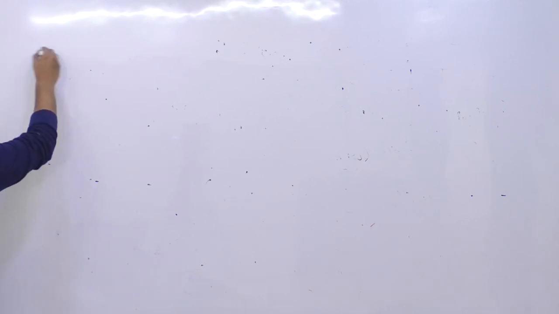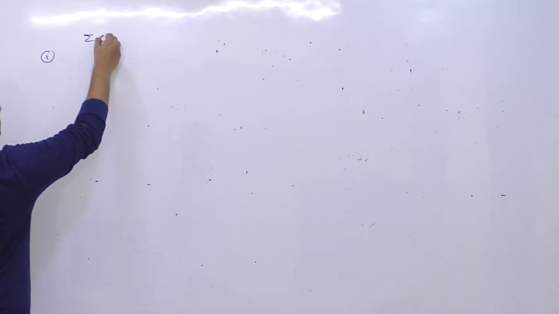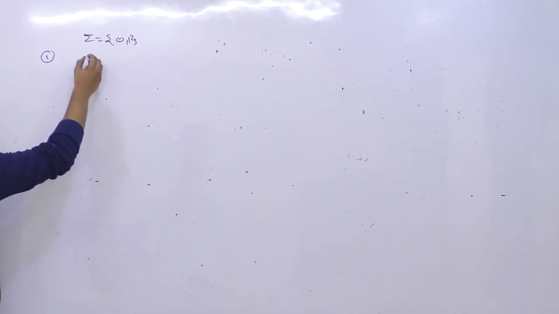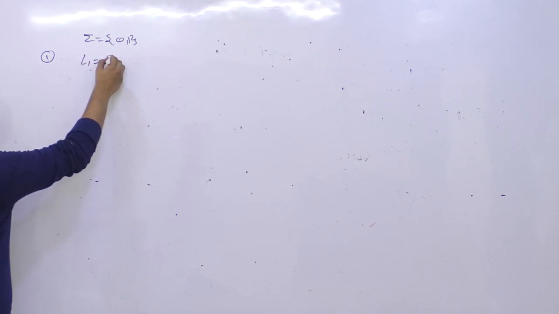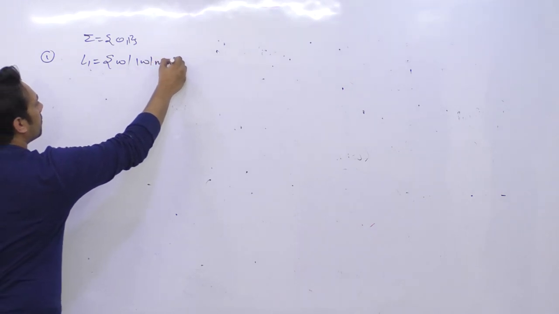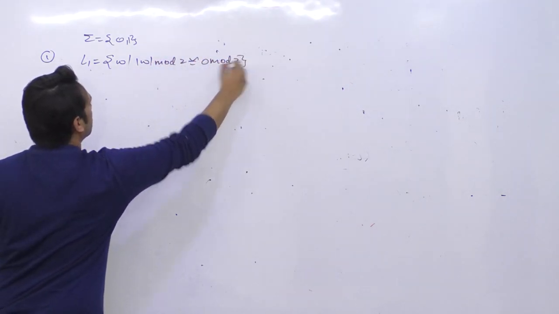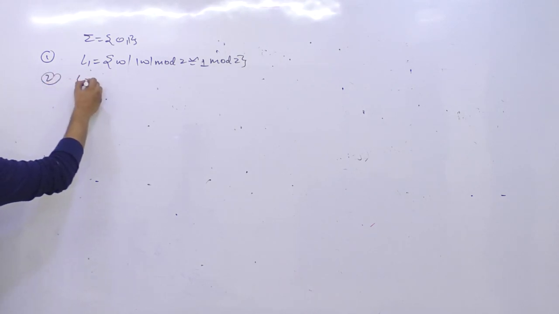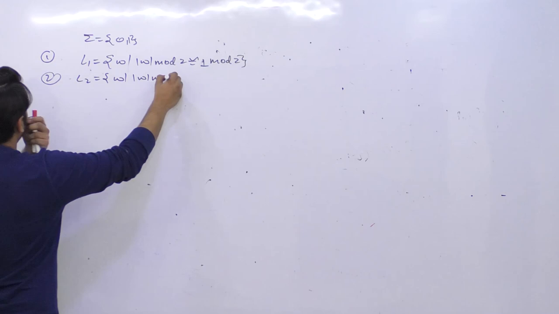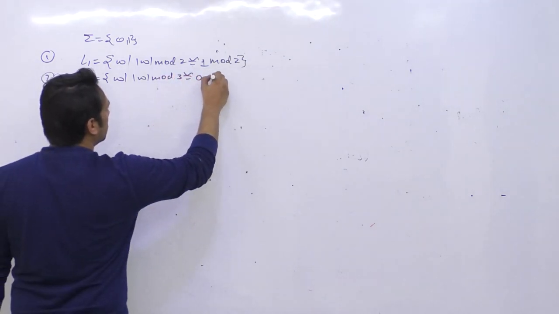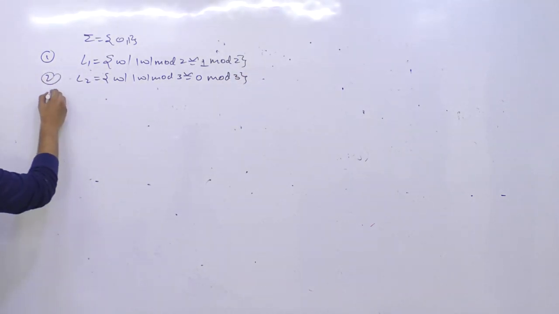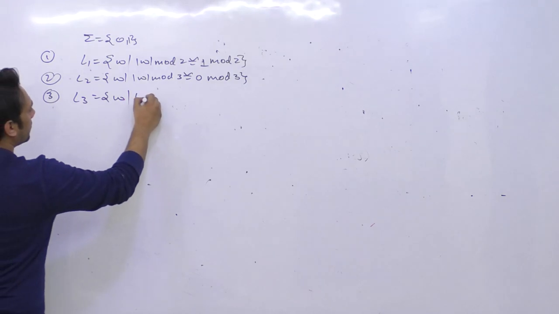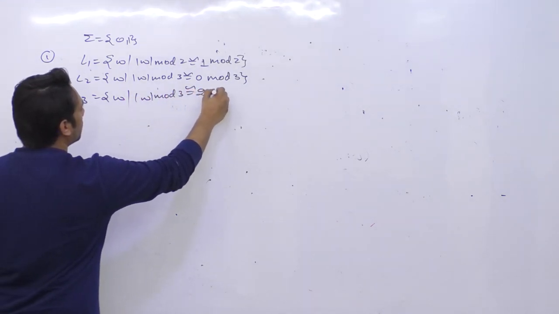So let me write a few problems here. So the first problem is, over sigma equal to 0, 1. So I'm taking two symbols here, which is 0 and 1. Now the first problem says that language L1 is equal to W such that length of W mod 2 is congruent to 1 mod 2. Second is L2, W such that length of W mod 3 is congruent to 0 mod 3. Then third one is L3, W such that length of W mod 3 is congruent to 2 mod 3.